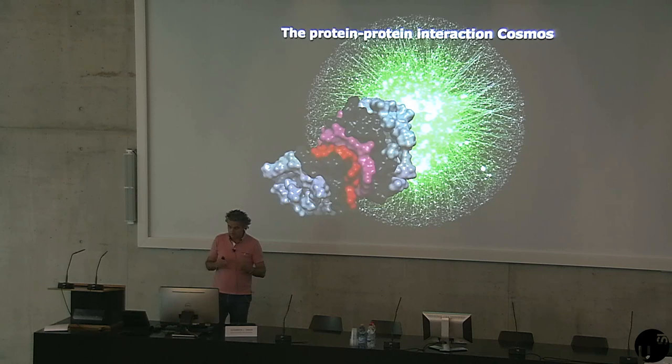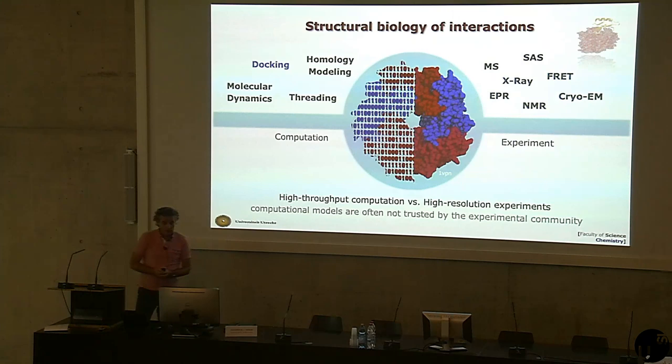And if you want to understand this network at a molecular level, you will need to add the structural dimension to those interactions, meaning modeling or solving the structure by experimental methods of those complexes. So if you want to look at the structural biology of interactions, we can go from the right, the more experimental approach, to the left, the computational, modeling approach.